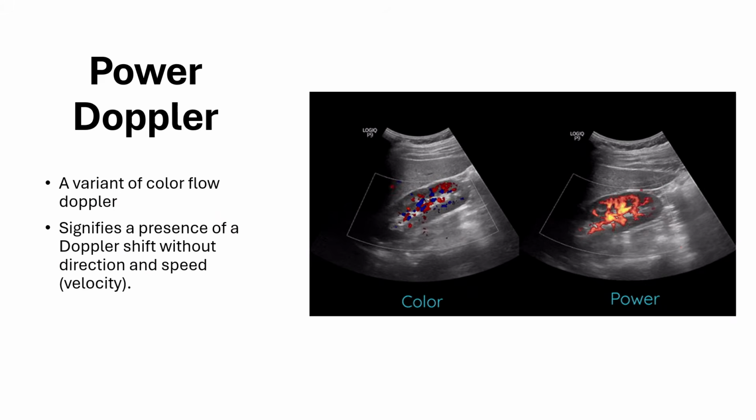Another variant of pulse wave Doppler is power Doppler. It signifies the presence of a Doppler shift, but doesn't tell you about the direction or speed. Here on the right part of the screen, you see a comparison of color flow Doppler on the left and power Doppler on the right. Again, in power Doppler, you just know that there's a Doppler shift, but you don't know the velocity, and no direction information will be available to you.